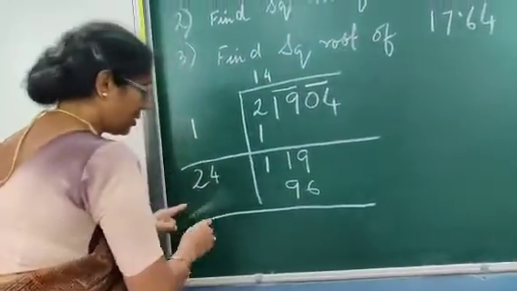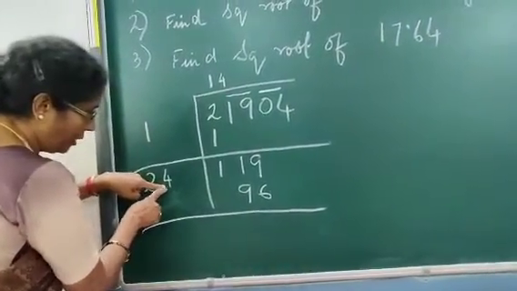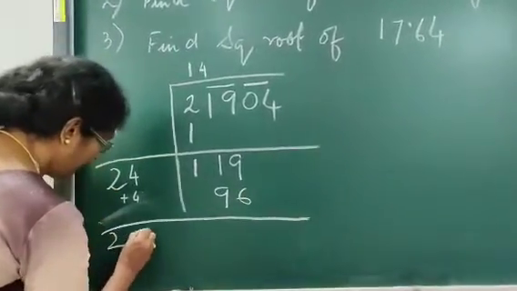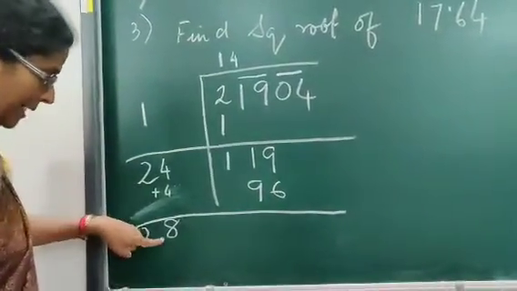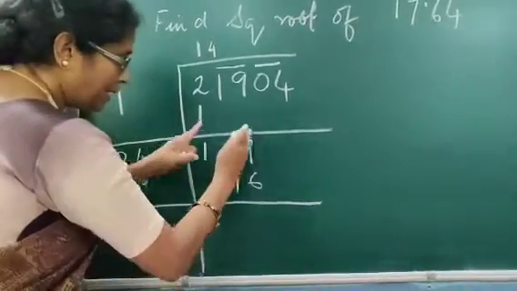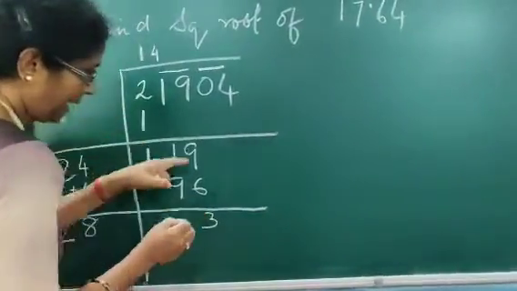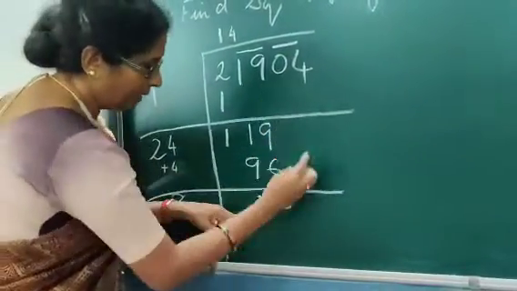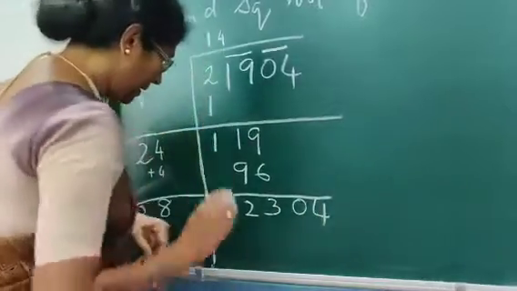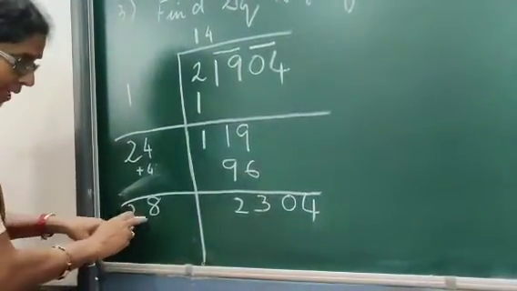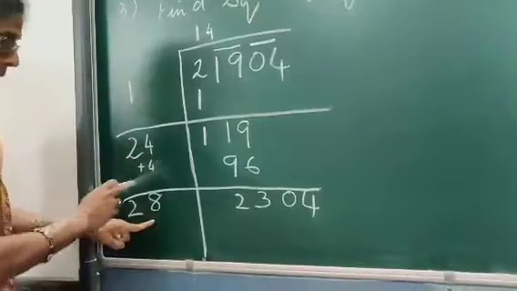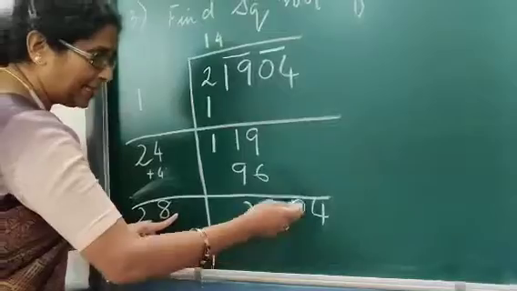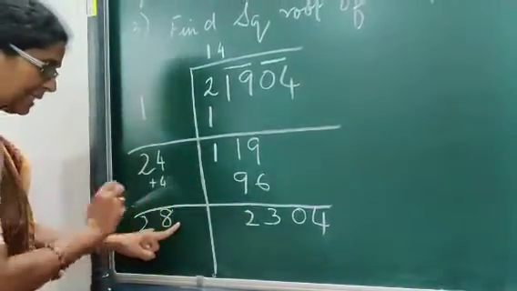Now in these steps, what you have to do? Double of 4 means plus 4, then on this side I have to write 28. So I am getting 28. Now what remainder comes? Then 23. Then this pair again you have to take down. Now you have to think, 28 by 28, what number you have to take so that you will get exactly this number or less than this number.